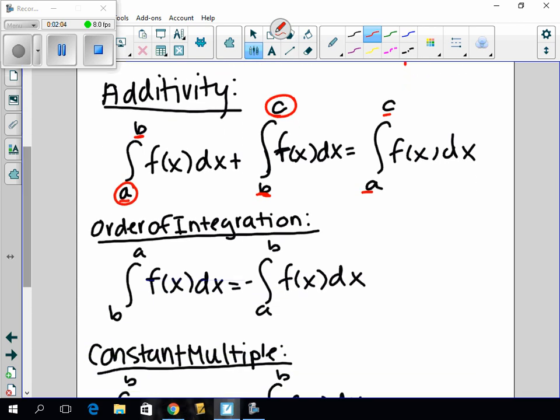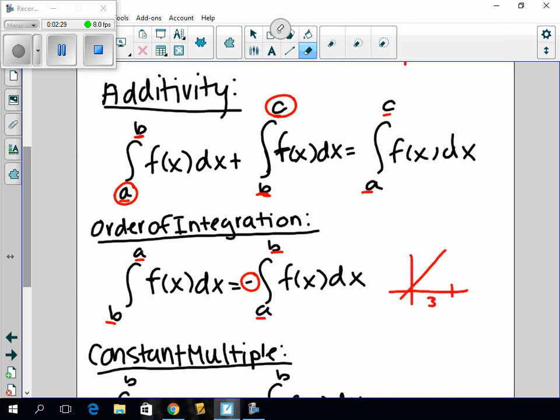So order of integration: normally we see our bounds A to B. When they're flipped, such as taking the integral from B to A, that's the equivalent of taking the integral from A to B and making it negative. So that negative sign matters. Whenever I go backwards, so if I were to take the integral from 3 to 2, that area is going to be negative. That's one of our properties of integration.